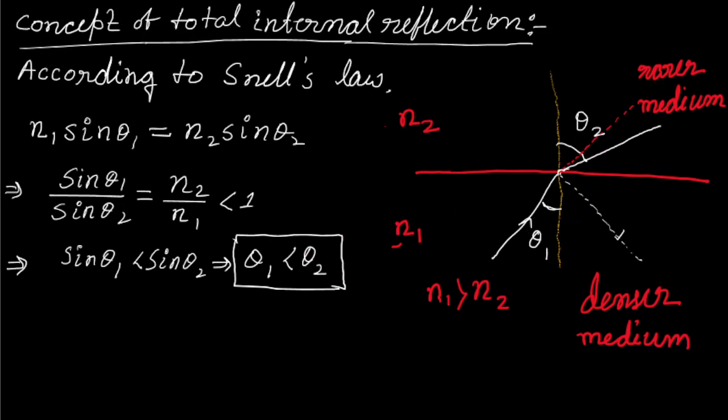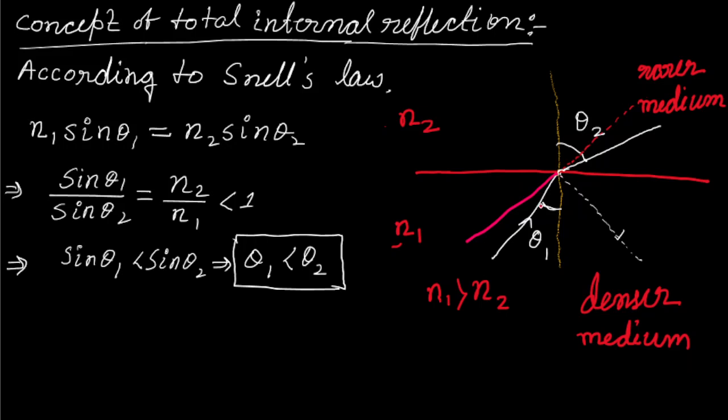So there may be a case that if we keep on increasing the incident angle, then maybe we'll get a case, let's say this is another angle. For this angle, since the angle in medium 1, theta 1, will always be less than the angle that the light makes with the normal in medium 2, that means theta 2 will always be greater than theta 1.